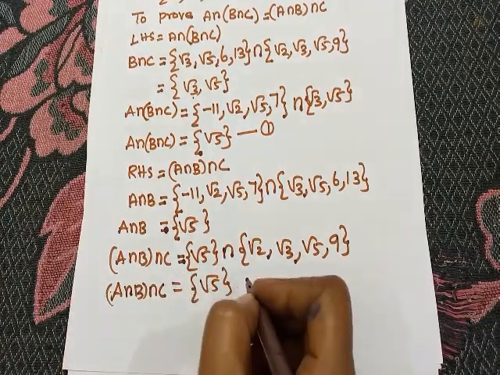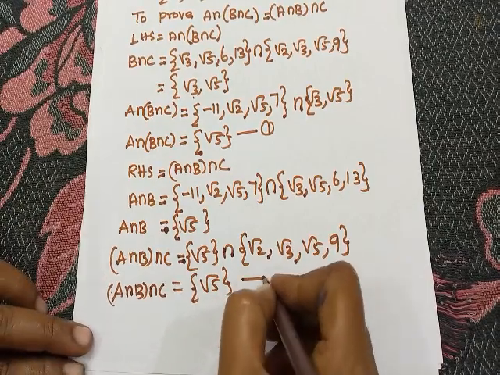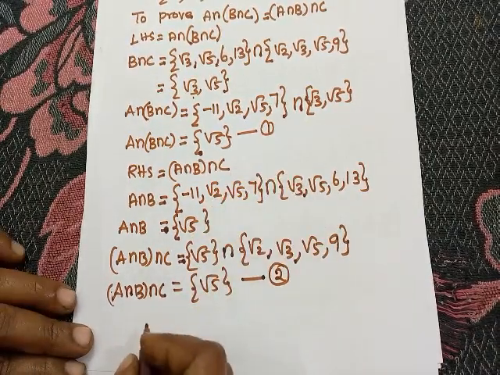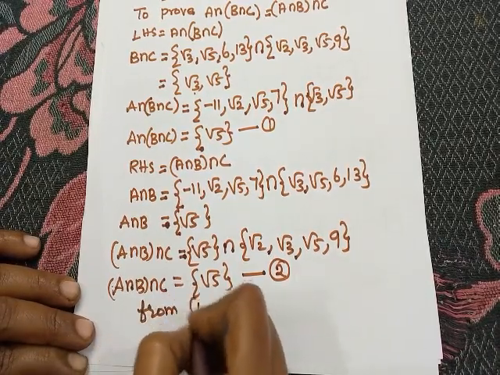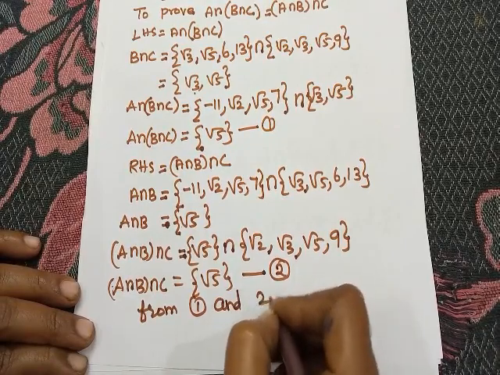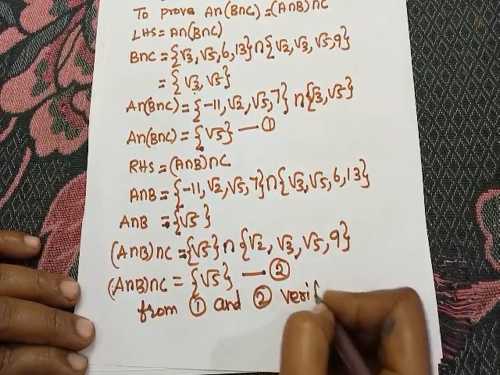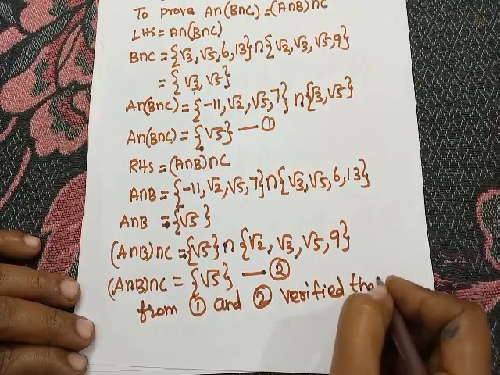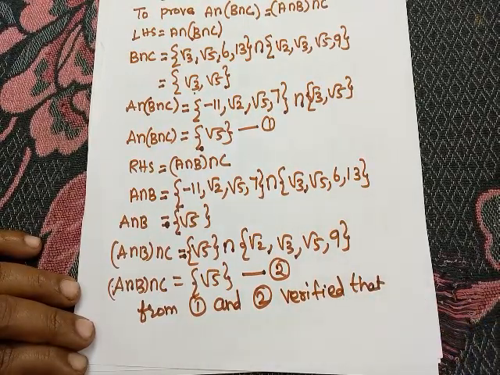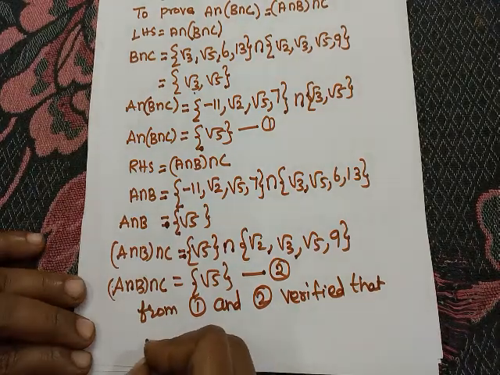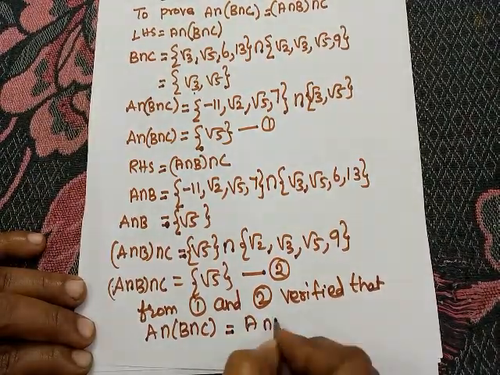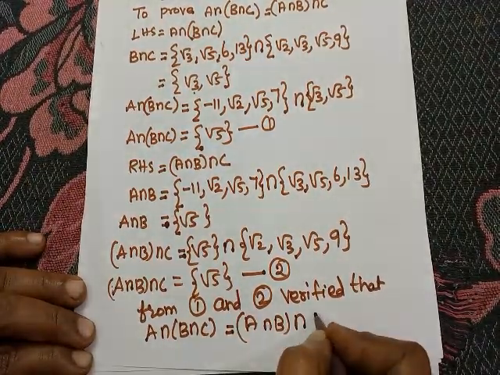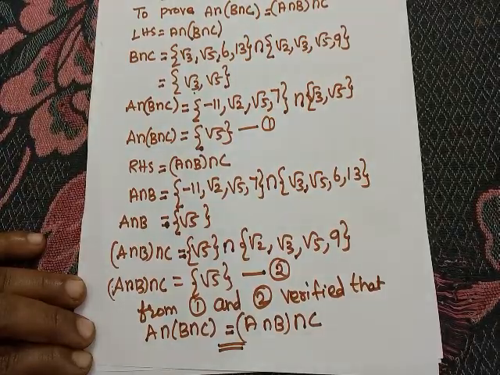Now this is equation number 2. Now from 1 and 2 we have to check whether it is the same or not. From equations 1 and 2 we verified the associative property of set intersection. What is the condition? A intersection (B intersection C) equals (A intersection B) intersection C. Understood, students?